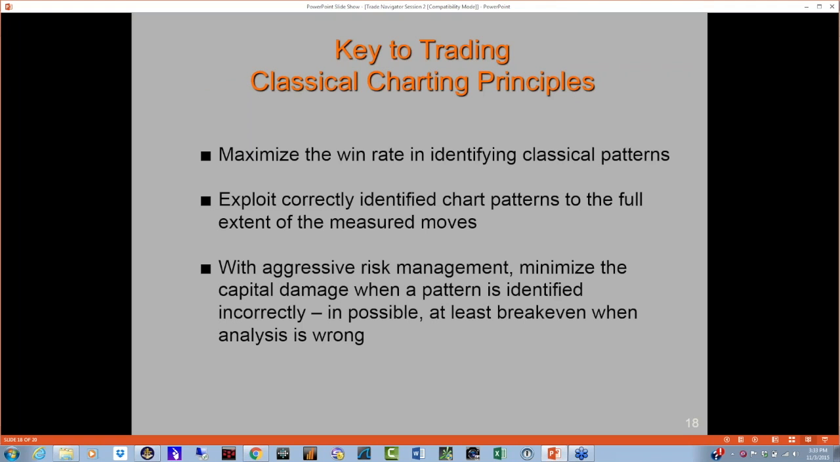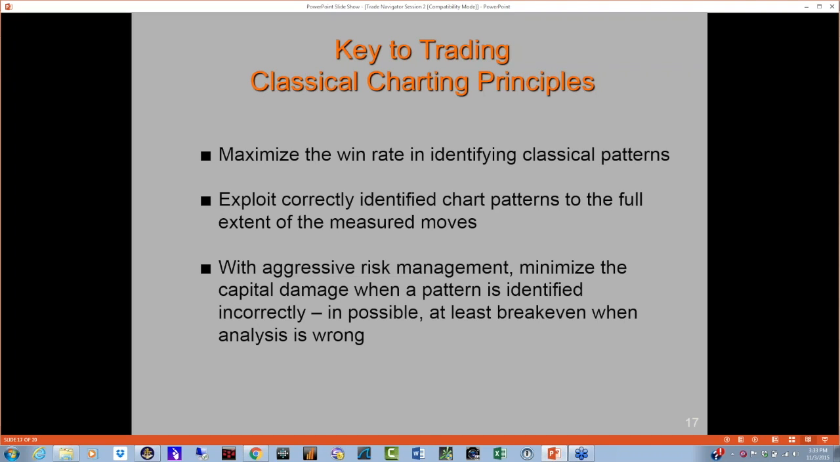So that's about it. I just want to thank you, just to kind of sum it up. We view the key to classical charting principles is we want to maximize the win rate in identifying classical patterns. The way we do that: look at weekly charts, ignore diagonal charts, look at horizontal charts, and make sure charts are clean, not subject to multiple interpretations. We can look at a chart and say, okay, we know what it is.